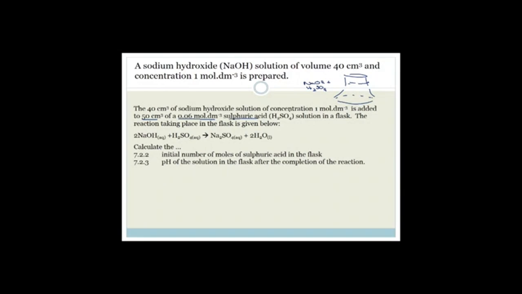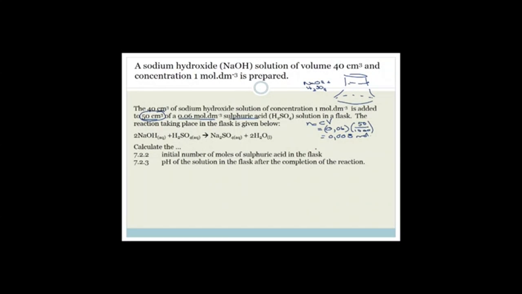So the number of moles, again, is concentration times volume. And again, the volume is given in cubic centimeters, but the concentration here is 0.06 moles per decimeter cubed. So we're going to go 0.06 multiplied by, and we're going to change it right here to 50 over 1,000. We pop this in our calculator: 0.06 multiplied by 50 over 1,000 equals 3 over 1,000, which is 0.003 moles. So the number of moles is 0.003 moles.